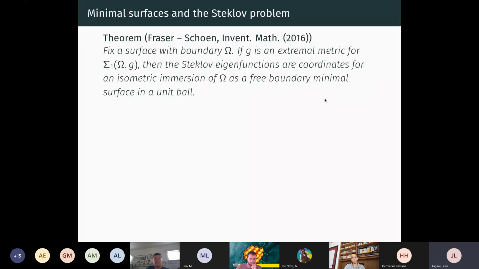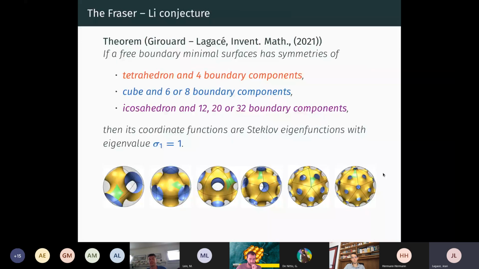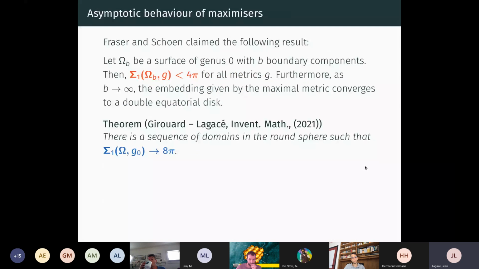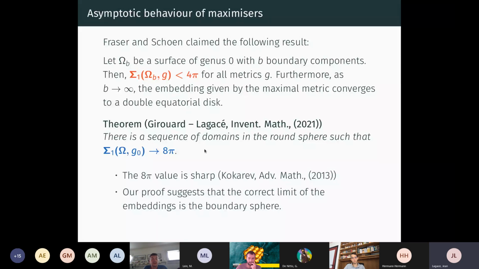And in fact, in the same paper where we gave those examples, we proved that there is a sequence of domains in the round sphere such that this first normalized eigenvalue goes, in fact, to 8 pi. Now, 8 pi, the same value as the one we find in Hersch's theorem for the maximal Laplace eigenvalue, which is decidedly larger than 4 pi. We know that this 8 pi value has to be sharp. That's a result by Kokarev in 2013 using completely different methods. And our proof suggests that the correct limit of the embeddings is the boundary sphere, so that this behavior where the surface seems to push out against the sphere seems to be the correct behavior. But this is something that we're still working on. We don't have a proof of this fact.